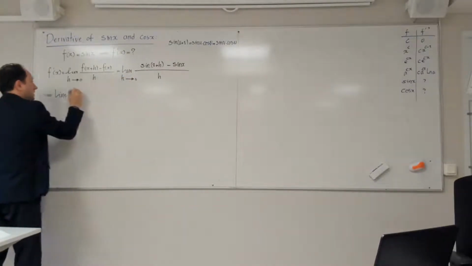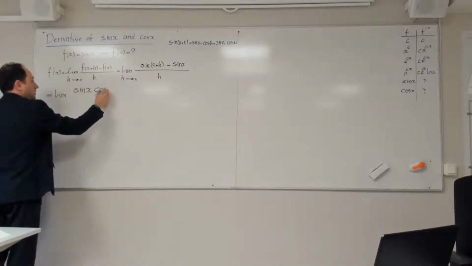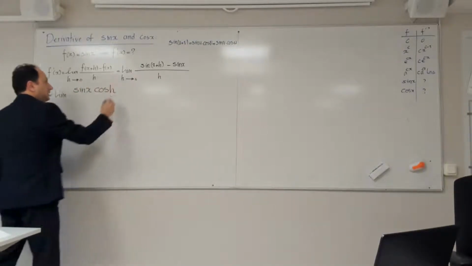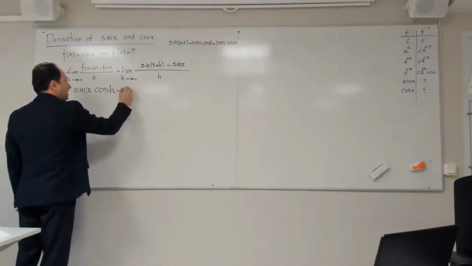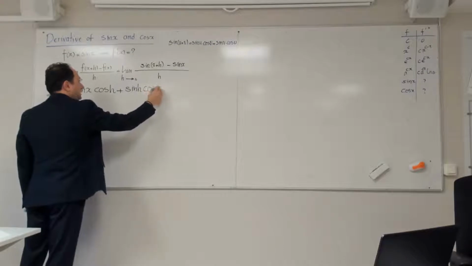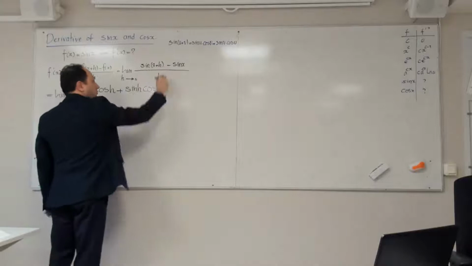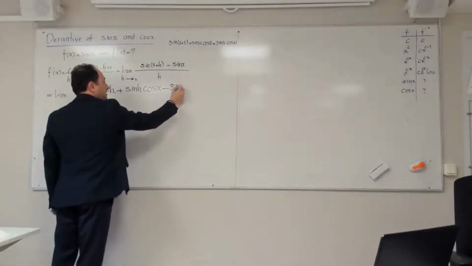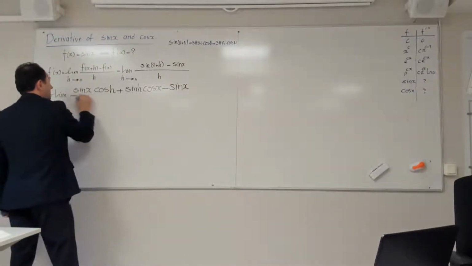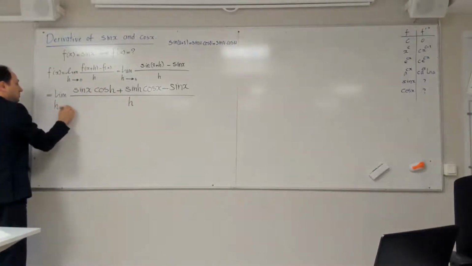So I can write sine of the first one multiplied by the cosine of the second one, plus sine of the second one times cosine of the first one. This is the expansion of the first term, and then I have minus sine x at the end. Then I have this h in the denominator, and h goes to 0.